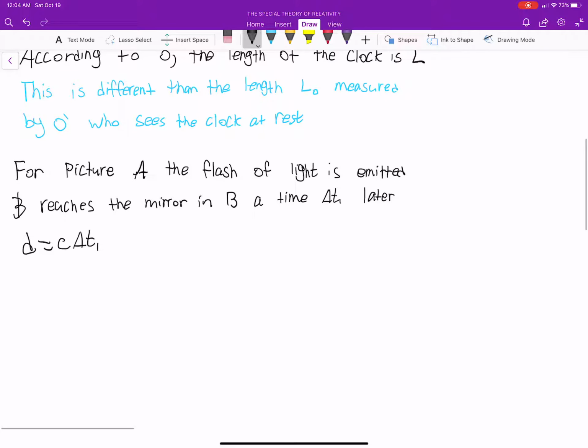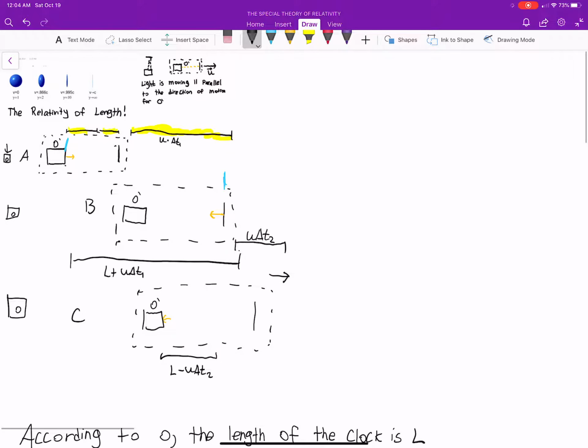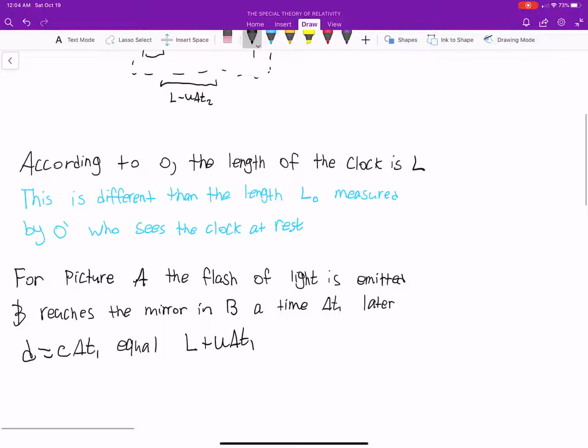So we could also think of that as being equal to the length of the clock, which we said is L, plus the speed times delta T1. Those are the same distances, and I hope that kind of makes sense. From here to here is L plus the speed times delta T1, or you could also think of it as the time, T1, times the speed, which is just c.